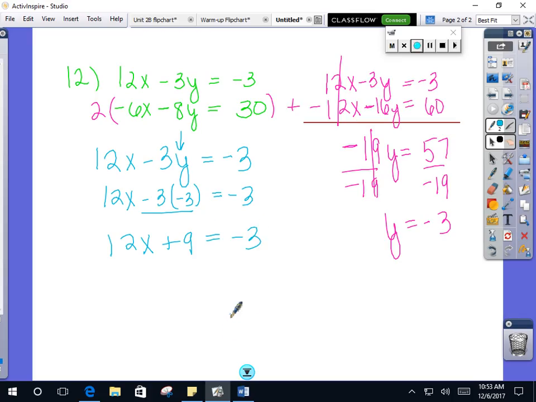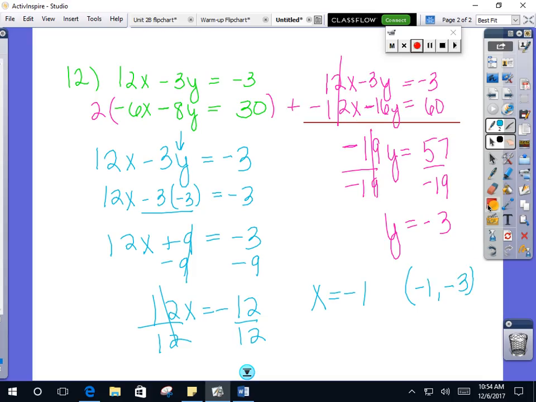Now what do? Subtract 9, and I get 12x equals negative 12. And yes, now I divide by the 12 on both sides, so x ends up equaling a negative 1. You're trying to get everything away from the x, so you're moving stuff away from the x. Okay, so your answer is negative 1, negative 3, which is choice D. Okay, you need to continue working on these problems by yourself.